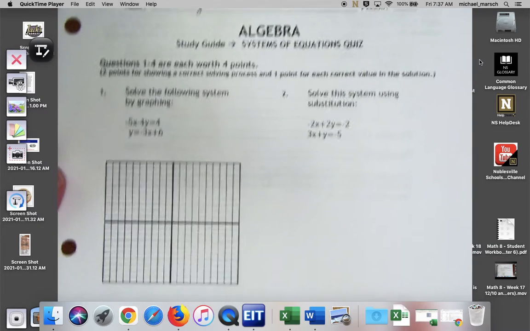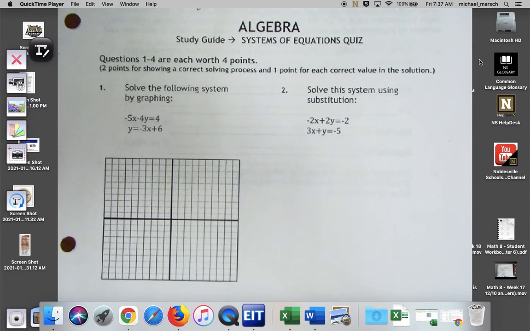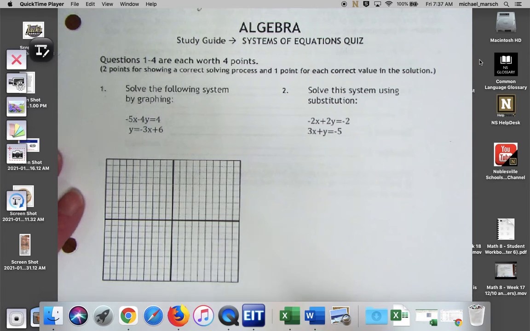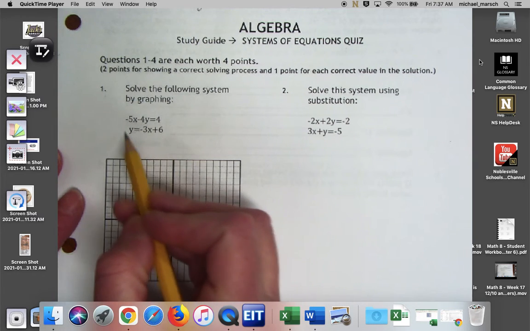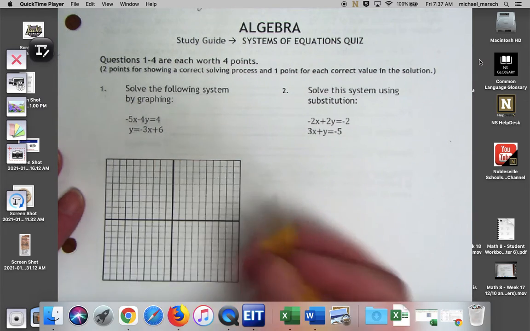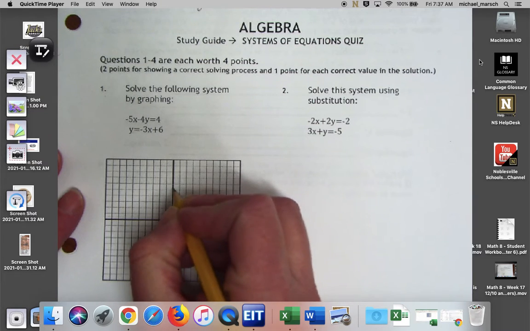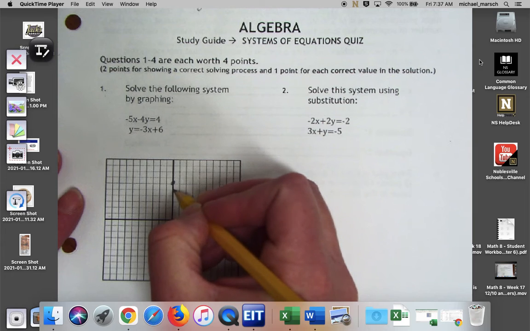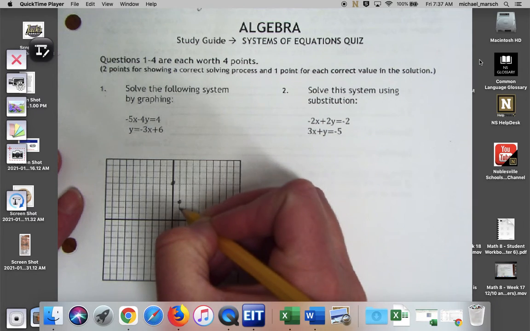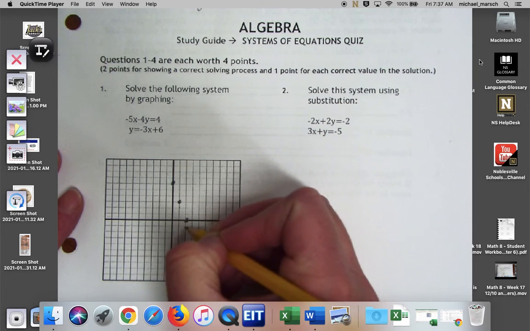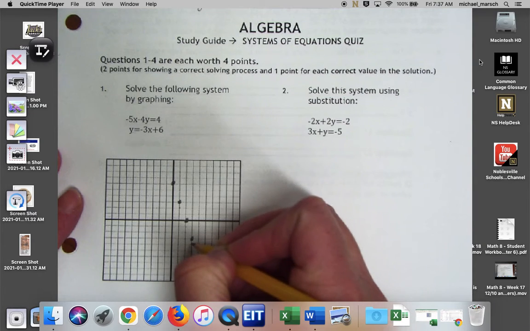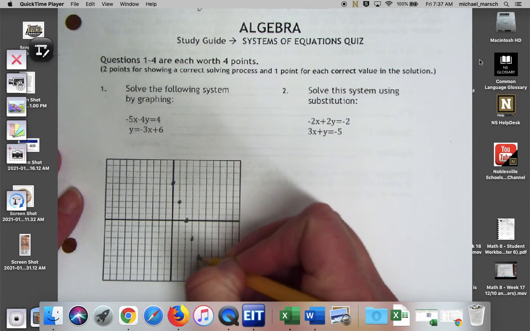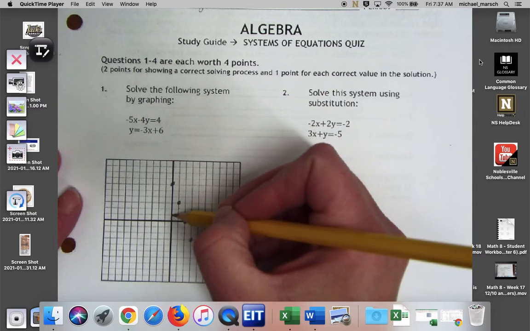All right, so question number 1 says solve the following system by graphing. So luckily, this one is already in slope-intercept form, so I'm going to go ahead and graph that one first. So I'm at 6, and my slope is -3 over 1. 1, 2, 3 over 1. I'm just going to continue that for a while. Okay, let me make sure I went.